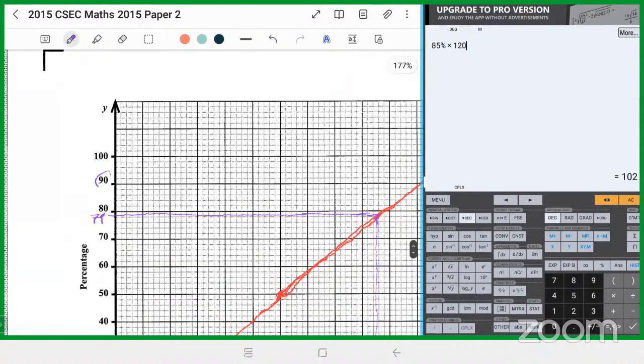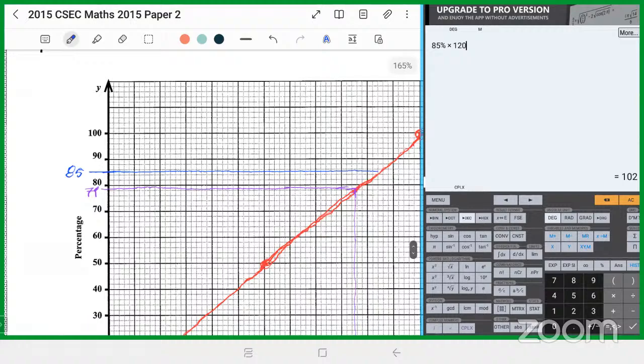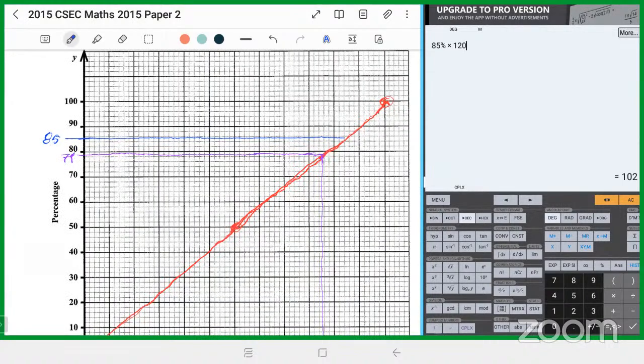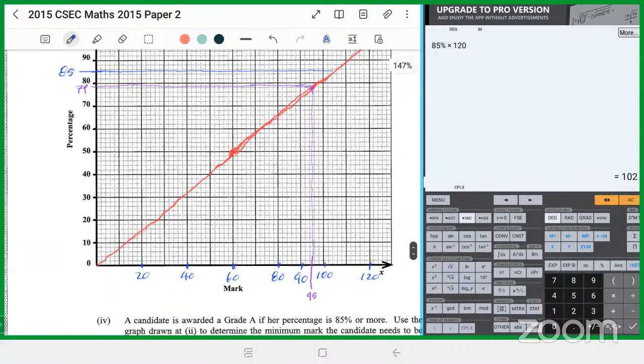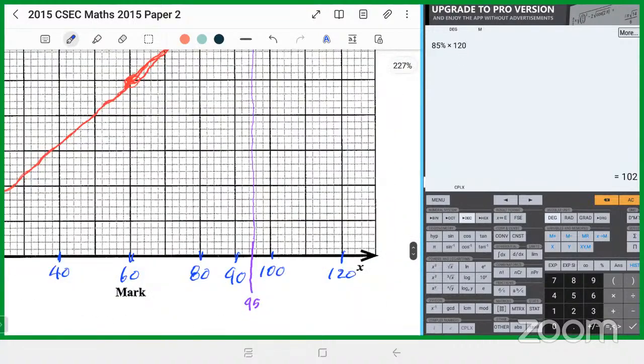So 85% would be, so this is 90 and this is 80. This is a different color. This is blue. 85% would be right here, right halfway between the 80 and the 90. That's 85%. Come across the graph right in between here. And I'm supposed to get 102 in here. You're not getting any less than that. I'm sure I get 102.